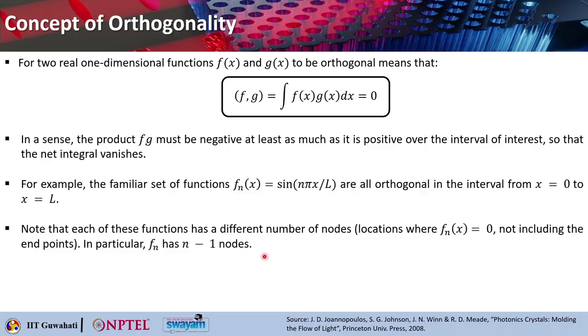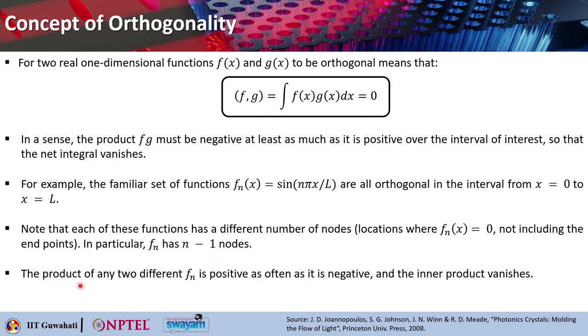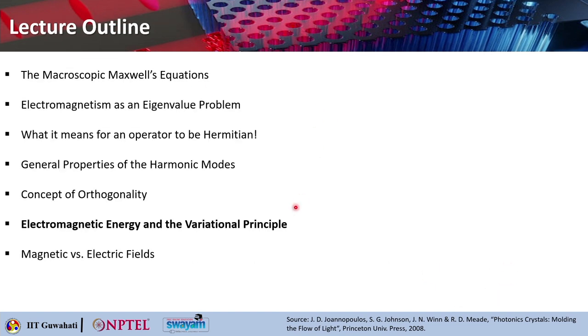Note that each of these functions has a different number of nodes, and the locations can be found from f_n(x) equals 0, not including the endpoints. In particular, f_n has n minus 1 nodes. So, the product of any two different f_n is positive as often as it is negative, so that the inner product vanishes. That is the whole idea of orthogonality.